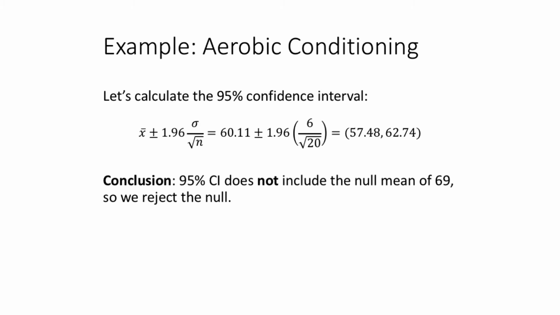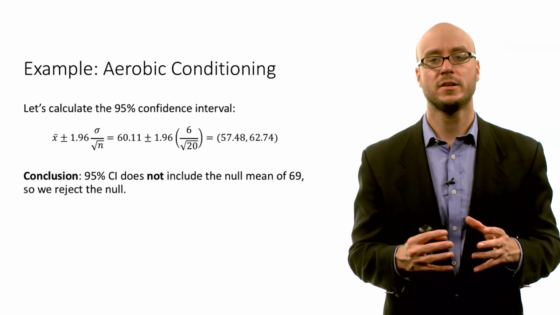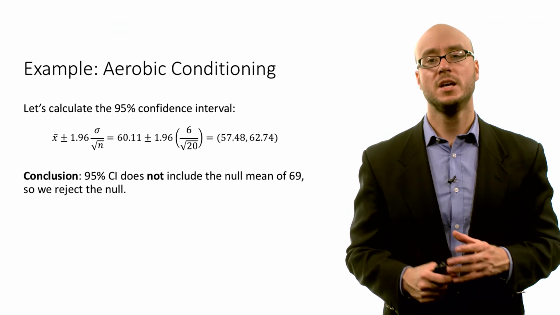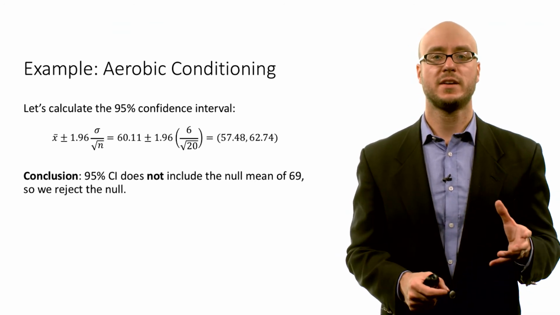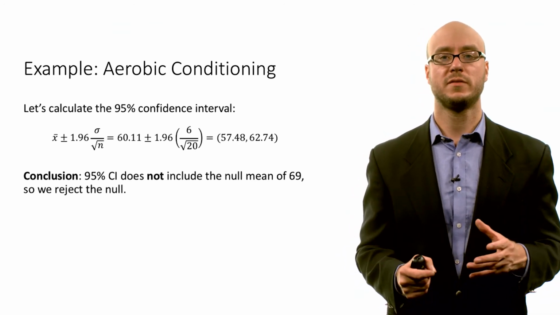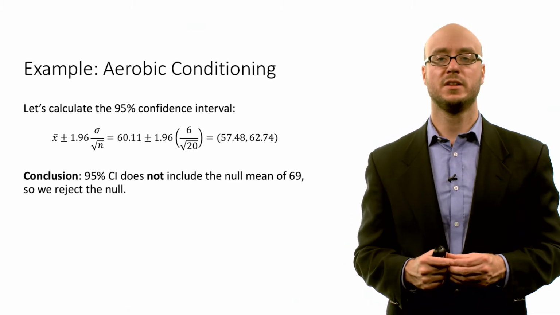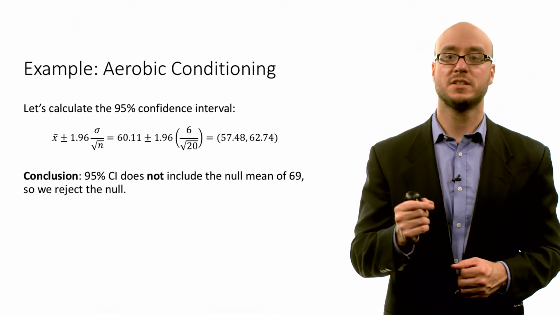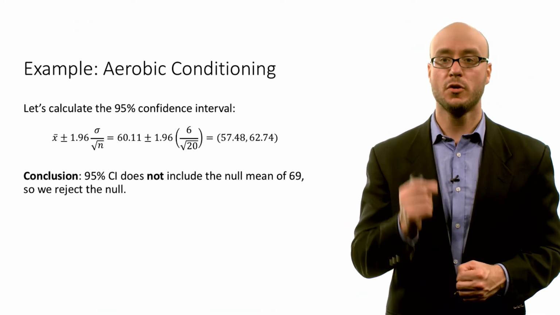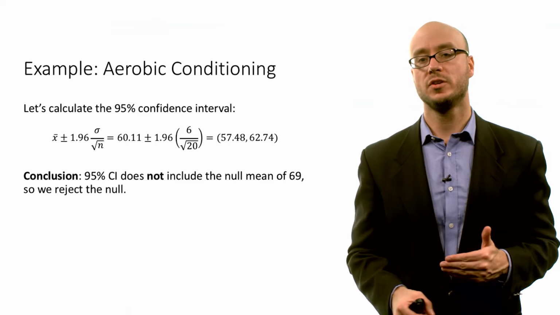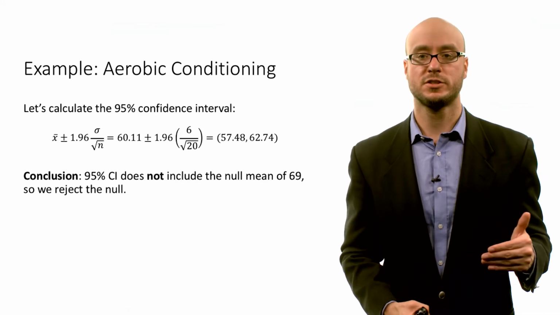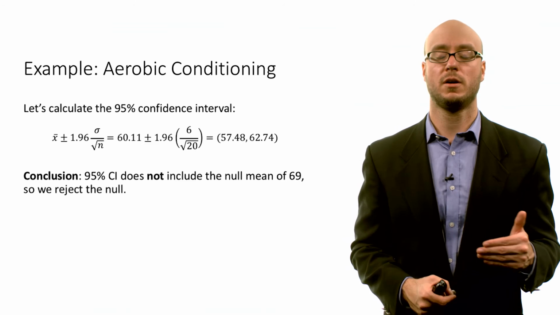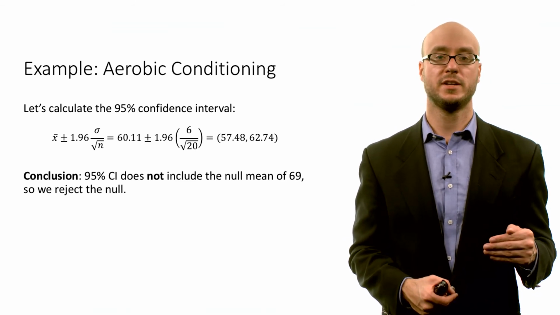So our point estimate is the sample mean of 60.11, and we're going to add and subtract 1.96 times the standard error. We have a sample size of 20 people. When we do that, we have this interval of 57.48 to 62.74. So we're 95% confident that the true population mean heart rate is in that interval. That 95% confidence interval does not include the null mean of 69. Keep in mind, the null is that the mean heart rate of Harvard students is the same as that for the overall population of people living in the United States.